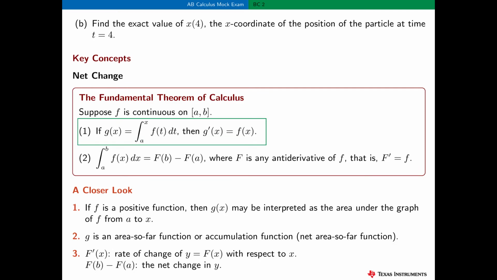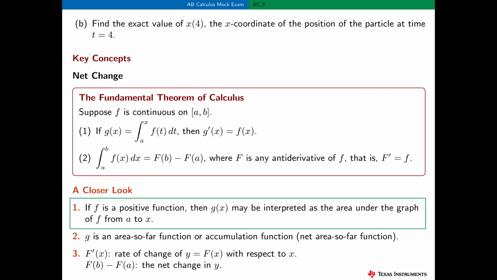Let's take a closer look at the fundamental theorem of calculus and think about this theorem in a certain context. The function g in the FTC depends only on the variable x, which is the upper limit in the integral. If x is a fixed number, then the integral is a specific number. If x varies, then the integral varies and defines a function of x denoted by g of x. If f is a positive function, then g of x may be interpreted as the area under the graph of f from a to x, where x is in the interval a to b.